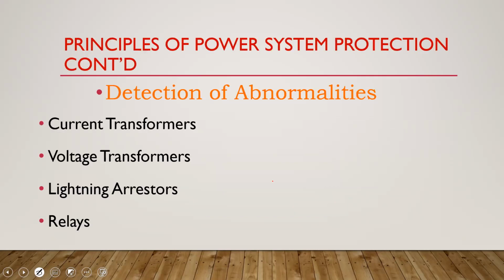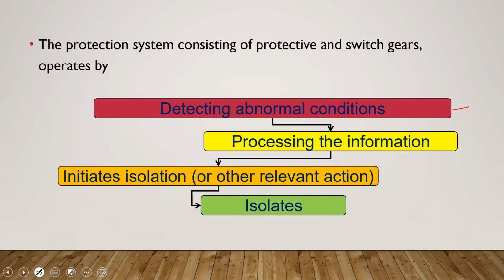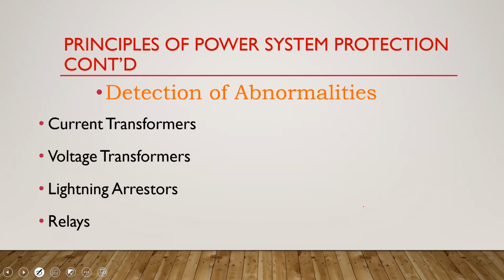Okay. So in terms of the detection, we're going to now look at these 4 areas quickly. And as I said, we're looking at the equipment that is associated. So with detection, we're talking about current transformers, voltage transformers, your lightning arresters, and of course your relays. Now I have relays here as part of the detection, but relays are also part of the processing, and we'll look at that in a little more detail.